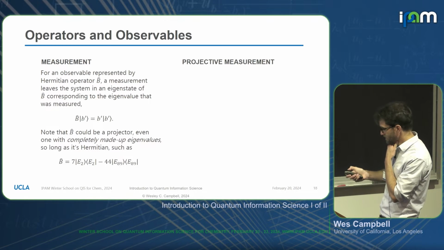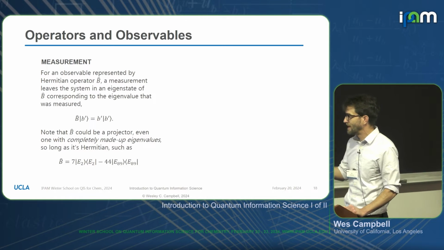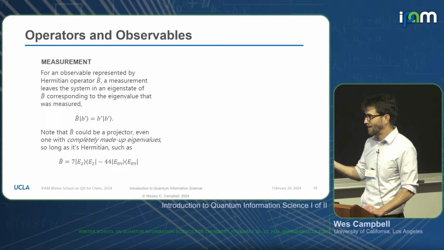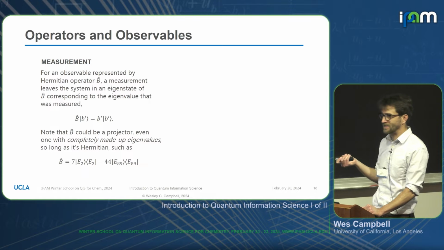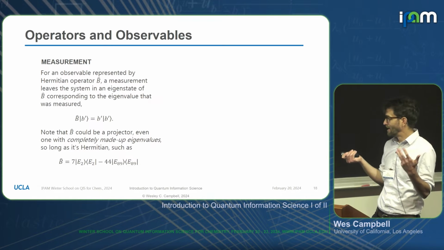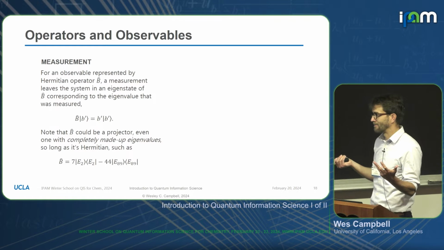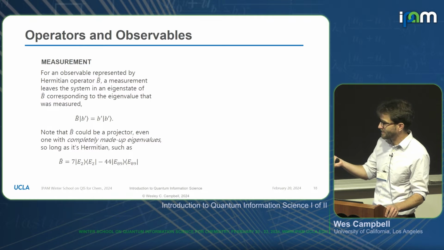Let's see here. In terms of measurements, B could be a projector. B could be a completely made up measurement, okay? There is no reason why a measurement operator has to have eigenvalues that correspond to something physically attributable to the system. We're allowed to actually assign eigenvalues however we want, believe it or not, okay? So this is an operator I could define.